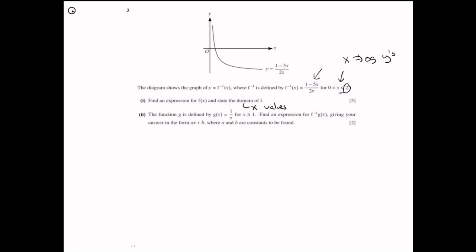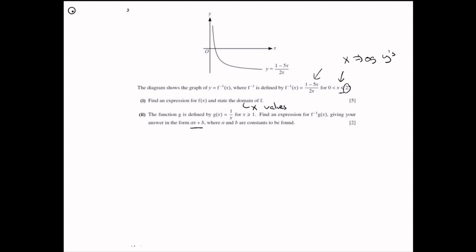Alright, so next part we have part II. The function g is defined by g of x equals 1 over x, for x greater than or equal to 1. We need to find an expression for f inverse of g of x, giving our answer in the form of ax plus b, where a and b are constants to be found. So we generally want our answer to look like that.